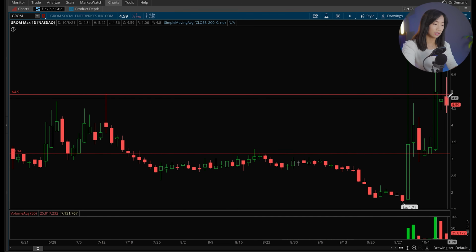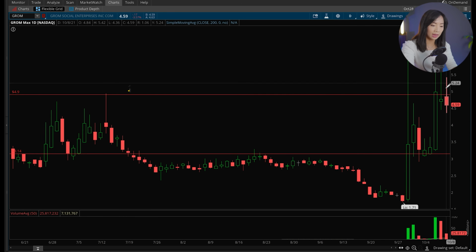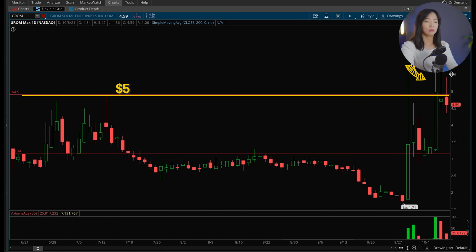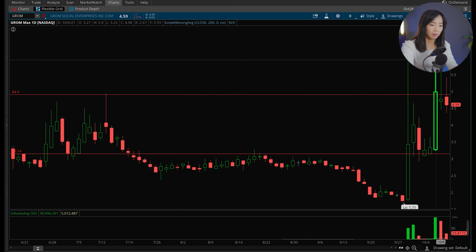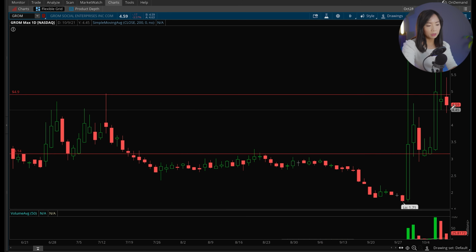A resistance is going to be this area, about 490. If you round it up to the recent highs, it's going to be around $5 to 550s. So this area is going to be the resistance for GROM. And you can see that it has the resistance around $5, which it's kind of holding below right now. But you also have these areas around 440s, 450s that's being bought up.